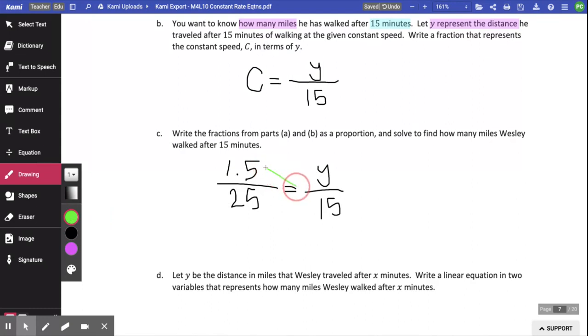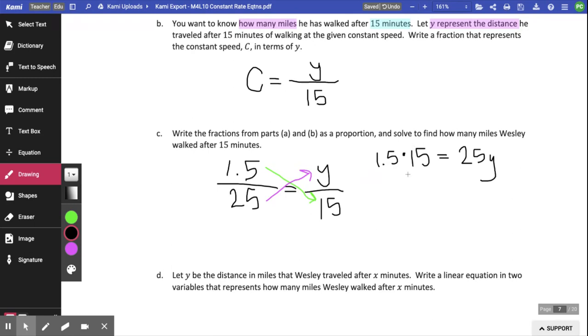We're going to take the numerator from the first fraction and multiply it by the denominator from the second. And we're going to crisscross that, and take the denominator from the first and multiply it by the numerator from the second. So I'm going to rewrite my work on the side. 1.5 times 15 is equal to 25 times y. Okay, I know that looks kind of tricky, but first we're going to simplify.